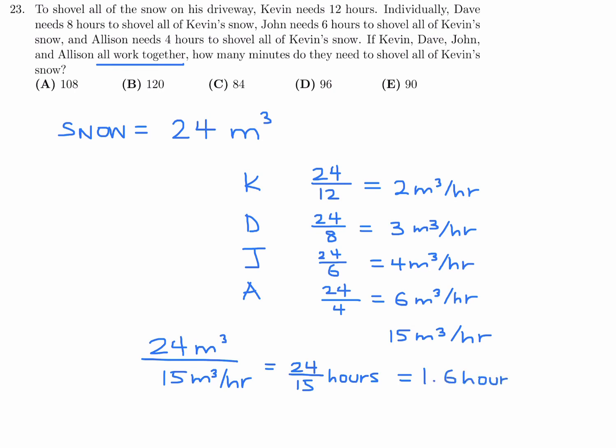Now, they have given it in minutes. Okay, no problem. Multiply 1.6 times 60 to get minutes, and that would be 96 minutes. So number 23, the answer is D.